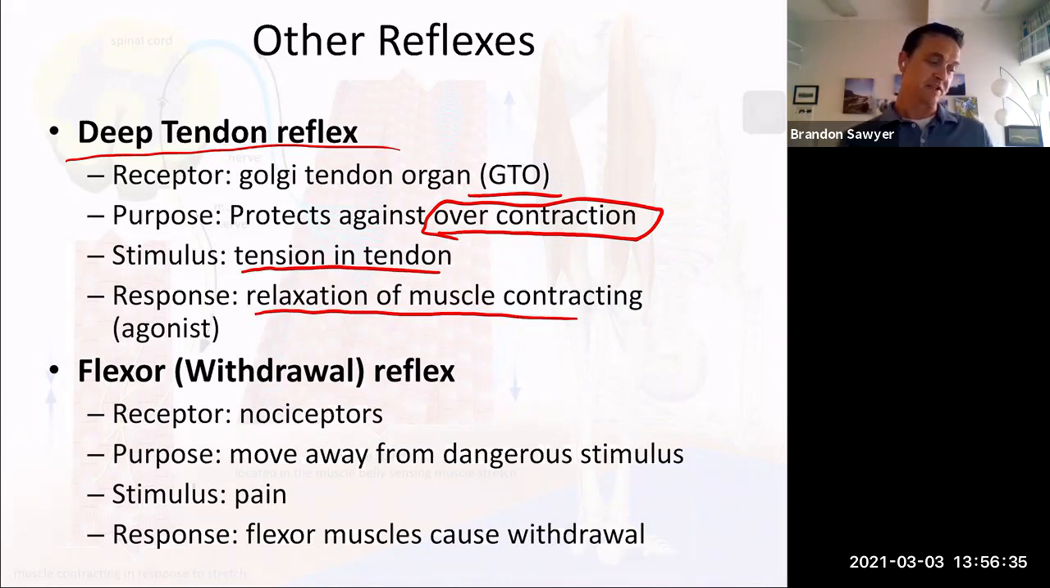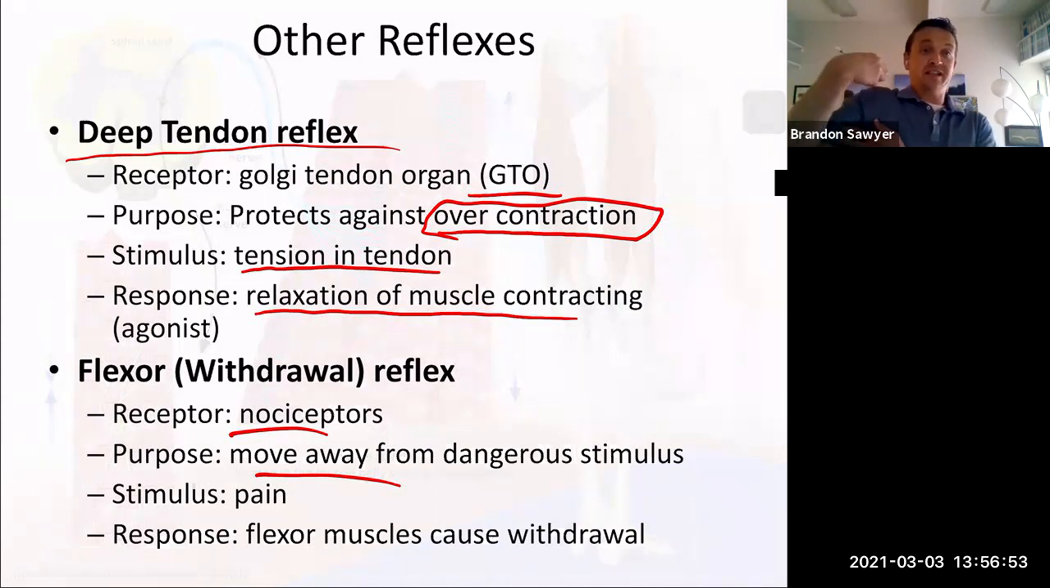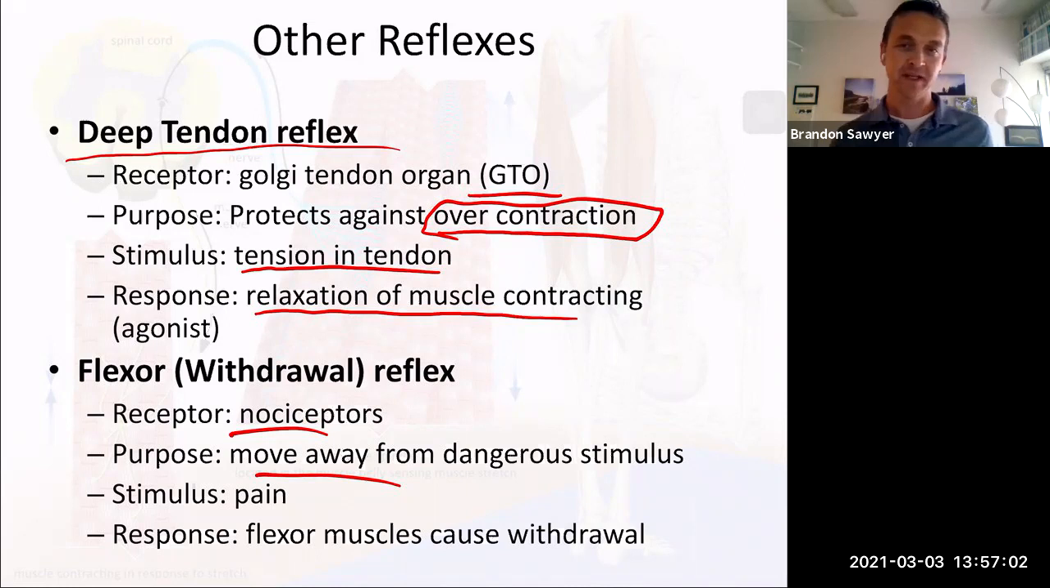Okay, and then the flexor withdrawal reflex, we're all used to this one. If we touch something hot or we step on something sharp, the receptor is a pain receptor. This causes us to move away from the dangerous stimulus. And it's all of our flexor muscles at the same time, right? So we touch something hot, what happens? Our finger flexes, our wrist flexes, our elbow flexes, our shoulder, everything is flexing at the same time. And that's why it's called the flexor withdrawal response. Okay, any questions on those?